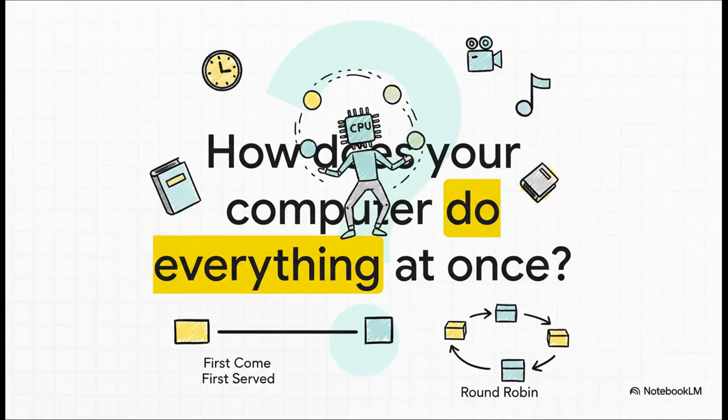So, think about it. How can a single brain, the CPU, run your game, stream your music, and handle a dozen background tasks all at once? The secret is a set of rules called process scheduling. This is the playbook that turns a single-tasking processor into the multitasking powerhouse we all rely on.